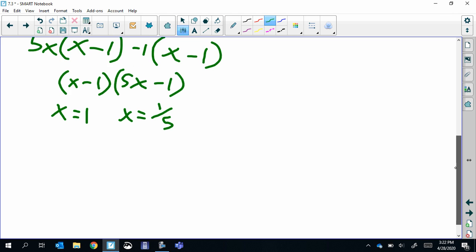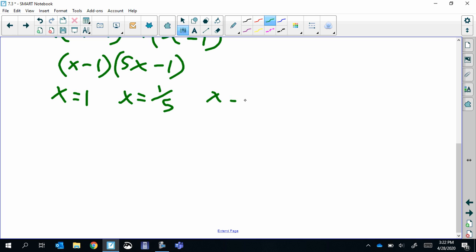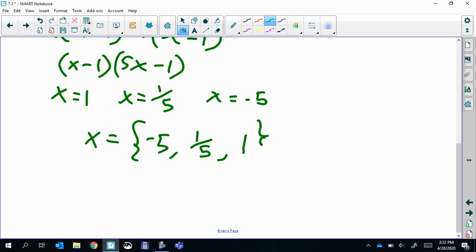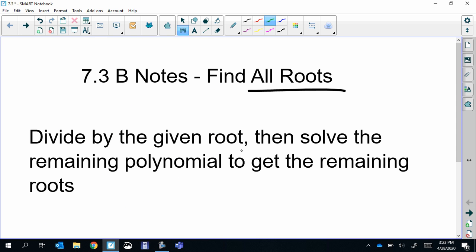And then our given answer was -5. So when we write this out with the braces, least to greatest, the -5 goes first, then the 1/5, then the 1. There it is. So that's the idea. Again, you divide by the root that you are starting with, the first one that they tell you, and then solve whatever's left.